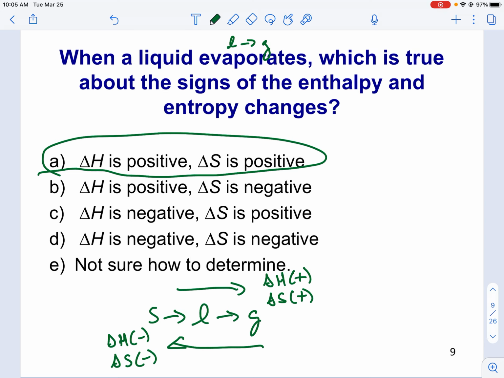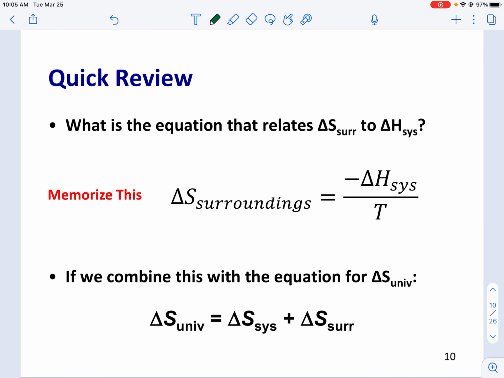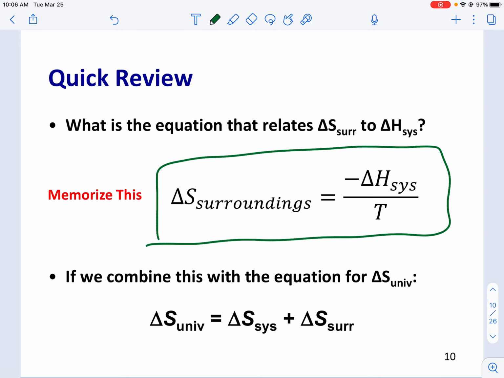All right. Well, let's quickly review what we've talked about so far in this chapter. What is the equation that relates the delta S of the surroundings to delta H of the system? So you want to know this equation. Now, if we combine this with the equation for the entropy of the universe, remember that's this equation, that the delta S of the universe is equal to delta S of the system plus delta S of the surroundings. What do we get?